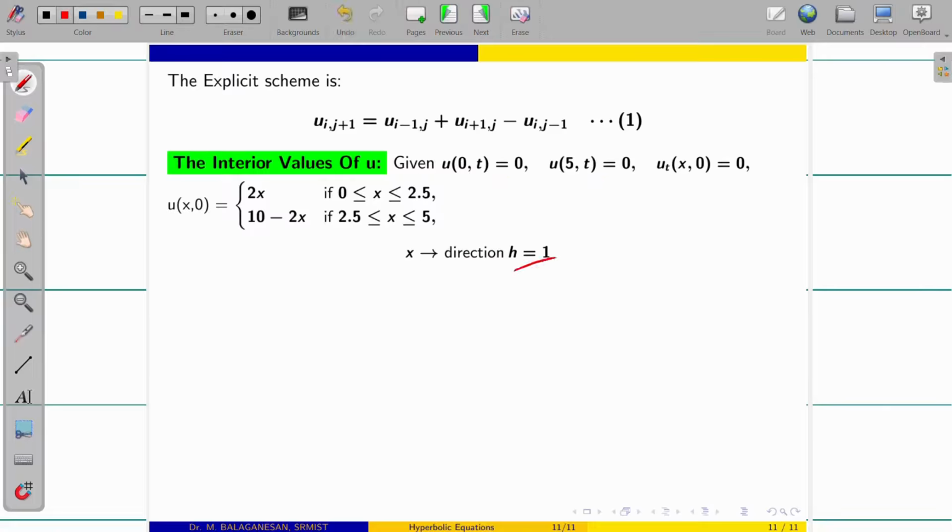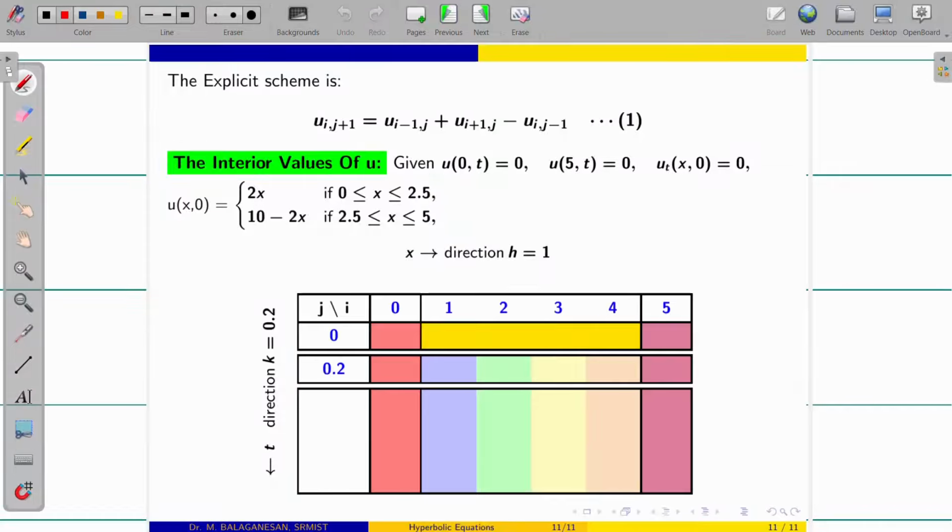Right. In the x direction, h equal to 1. In the t direction, k equal to 0.2. So x varies from 0 to 5: 0, 1, 2, 3, up to 5. For t up to 1, what will be the difference? It will be 0.2, 0.4, 0.6, 0.8, 1. So what is the first boundary condition? U value is 0 at x equal to 0. So 0, 0, 0, 0, 0, 0.